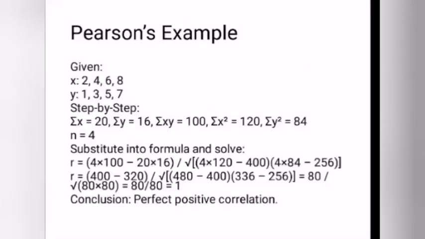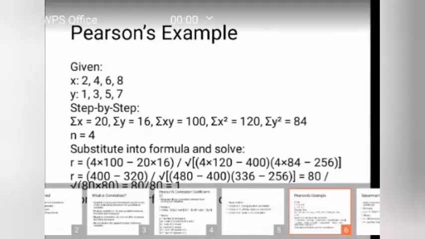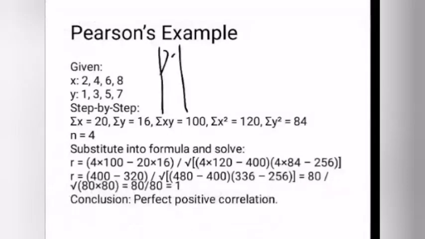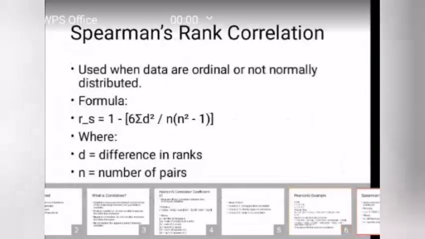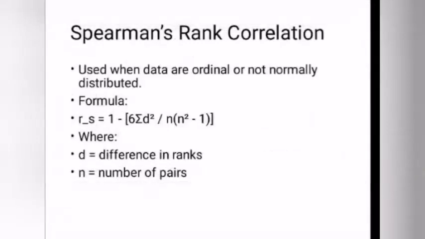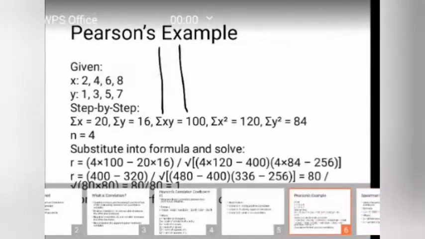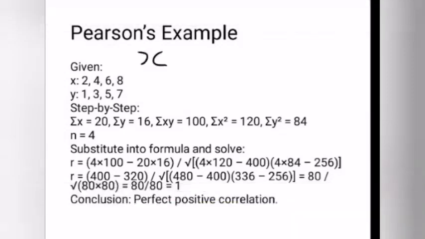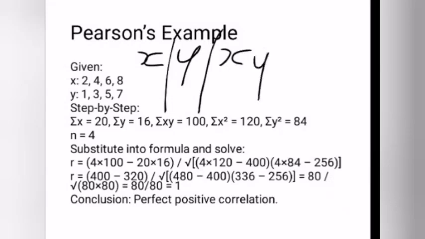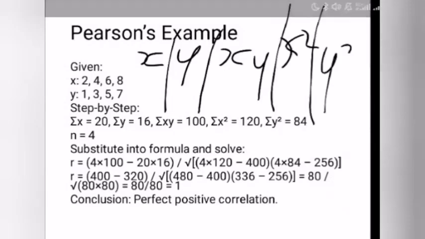Sometimes it's better to do this in a table so you don't get confused. So for instance, we're using a table. You have the first column as x, then y, then xy, then x square, then y square.